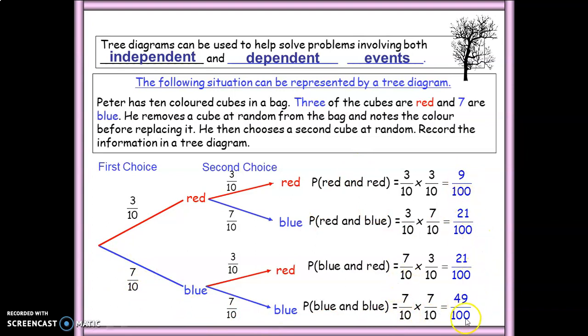Notice all these probabilities should add up to 100. 9 plus 21 is 30. 30 plus 21 is 51, plus 49, 100. So these paths cover all the possibilities. Therefore, adding them up shows 100% probability of occurrence. In other words, it is certain one of these will occur.